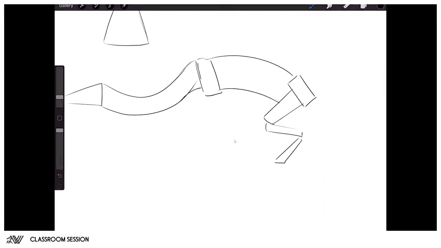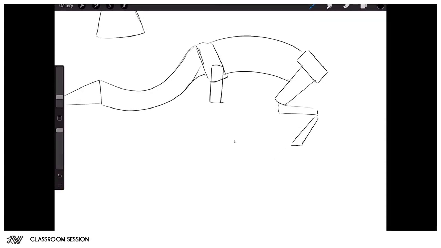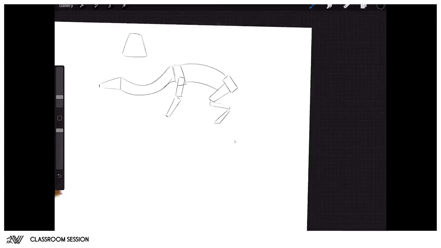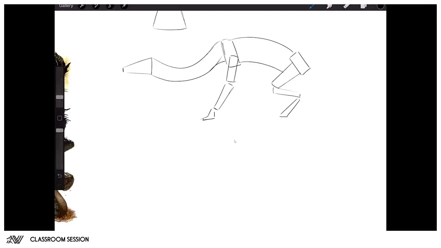And then for the shoulder part, we have the humerus, the radius and the ulna, and then the claws or the hands.